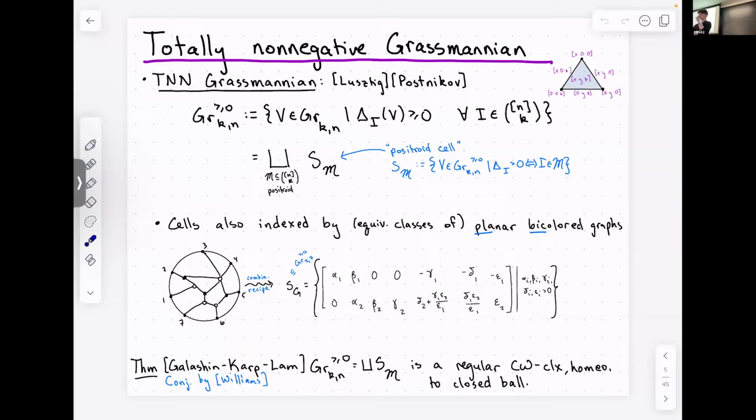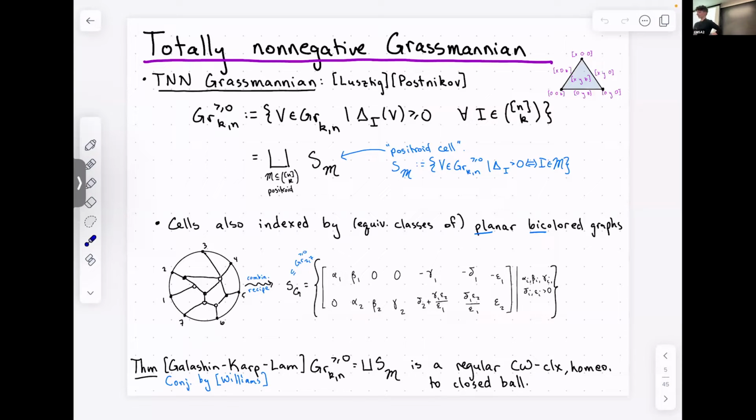statement. So the statement is that the TNN Grassmannian is homeomorphic to a closed ball, so kind of like the simplest kind of topology you can imagine, and it's a regular CW complex. So this is a statement about how the cells fit together. I'm not going to go into what it means, but basically it means that when you're gluing these cells together to get the whole TNN Grassmannian, you're doing kind of the absolute most naive thing possible, where you're really just like sticking balls together. You're not doing any funny twisting on the boundary.